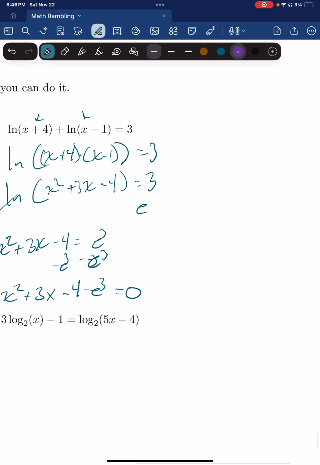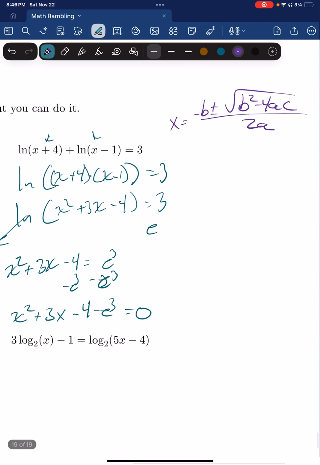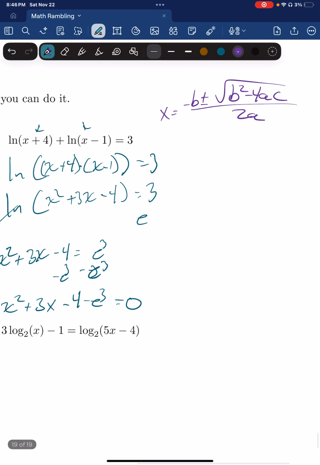Okay, if you remember, negative b plus or minus the square root of b squared minus 4ac all over 2a. I didn't sing the song or do the call and response. I'm sorry, but that's just the way it is sometimes.